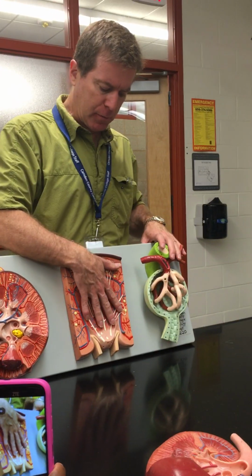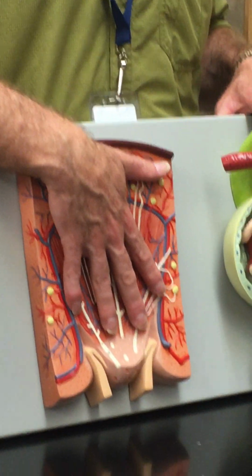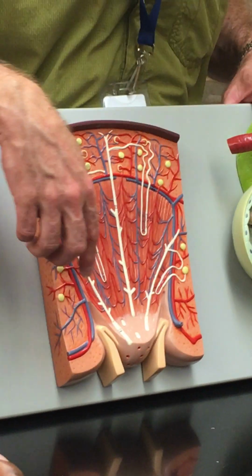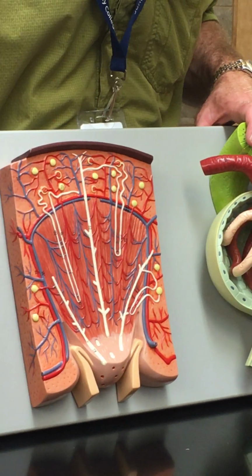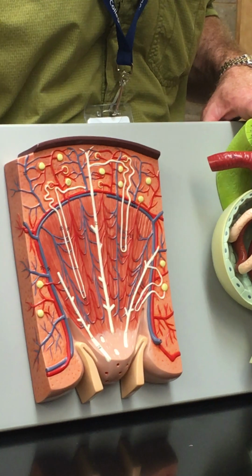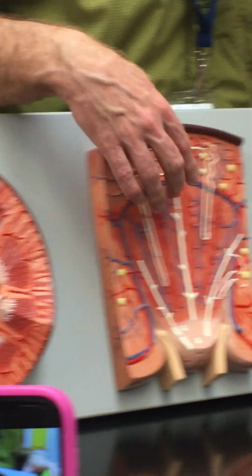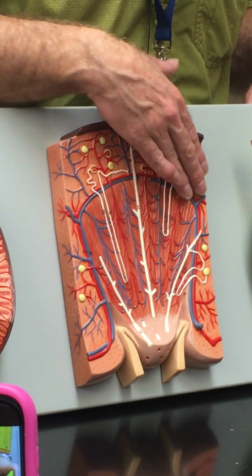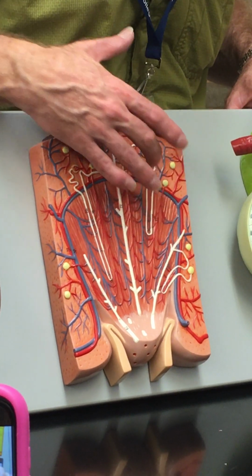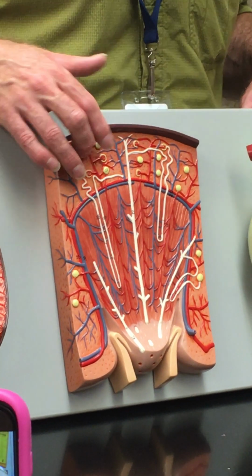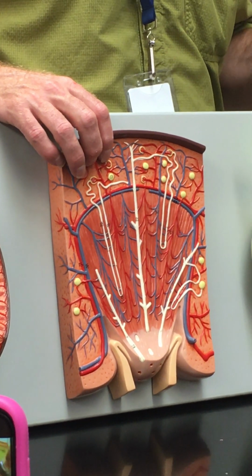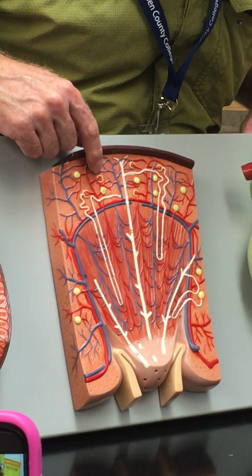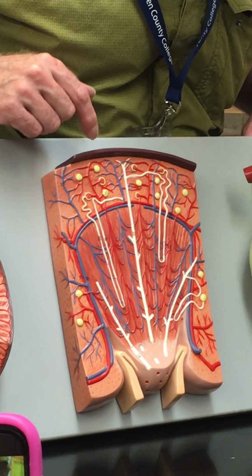What I can specifically say on this, which is just a magnification of one renal pyramid, so it's a magnification of this, including this area up here. So all up here, these little pale yellow colored balls are all glomerular capsules, with a glomerulus in the center of it.